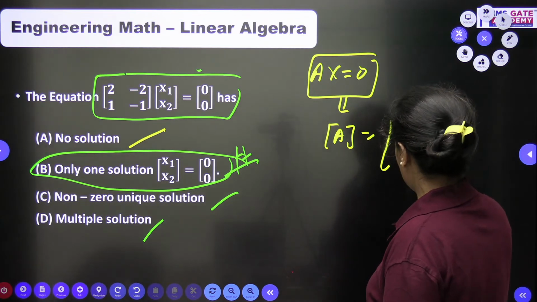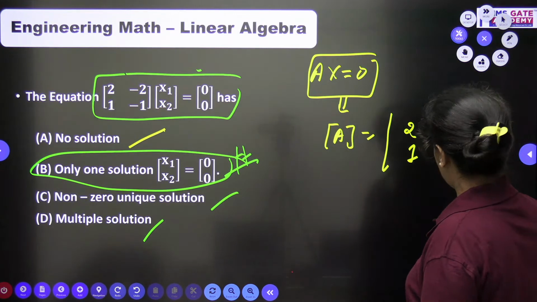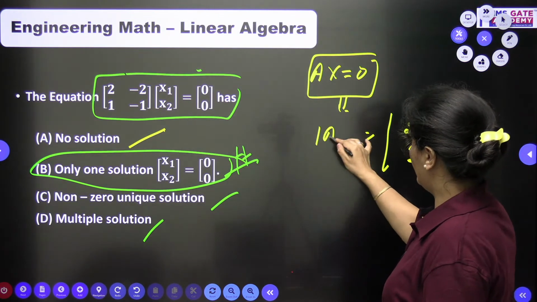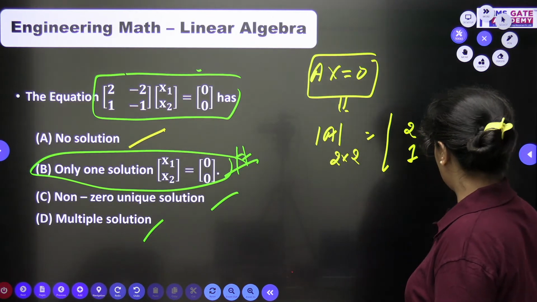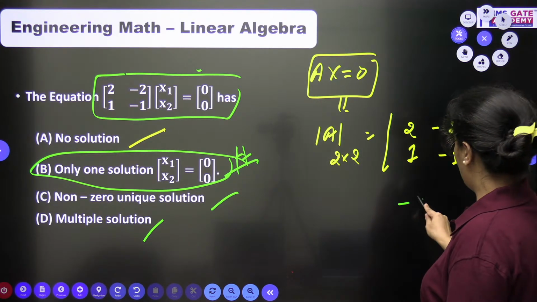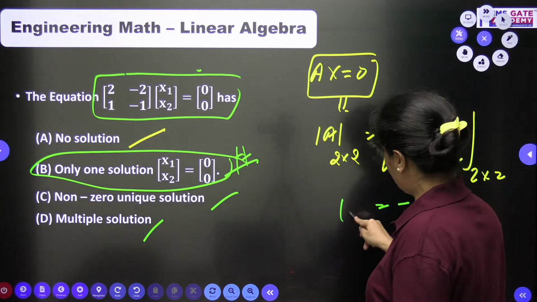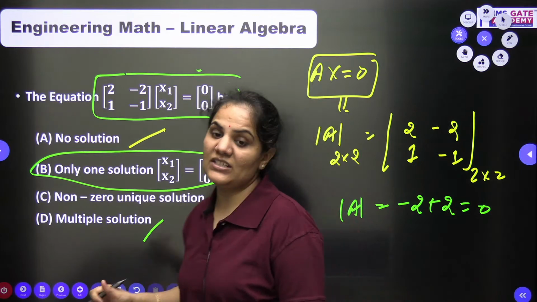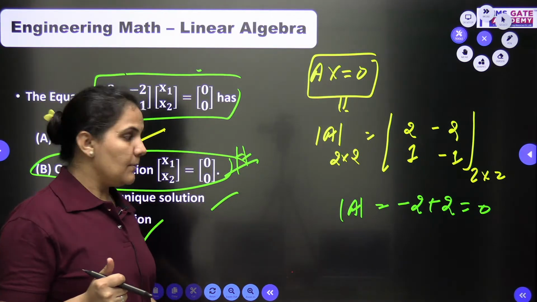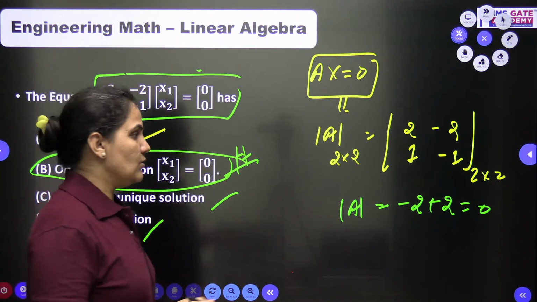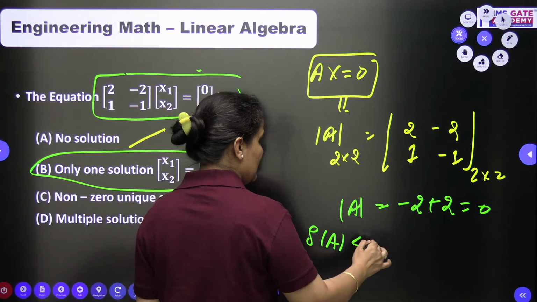A. So matrix A is 2, minus 2, 1 and minus 1. So for finding rank, I need to go for the determinant, right? As the matrix is a 2 cross 2 matrix, I will find out the value of this determinant. So I can say this is minus 2 minus minus 2, which is 0. So if the determinant is equal to 0, it means I can surely say the rank is less than 2, because the determinant is 0 here.